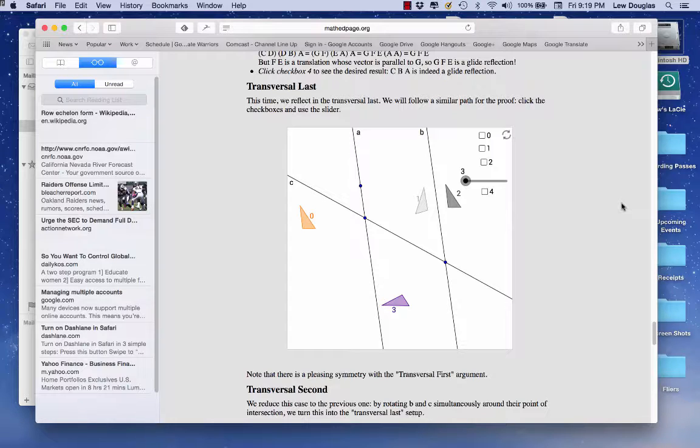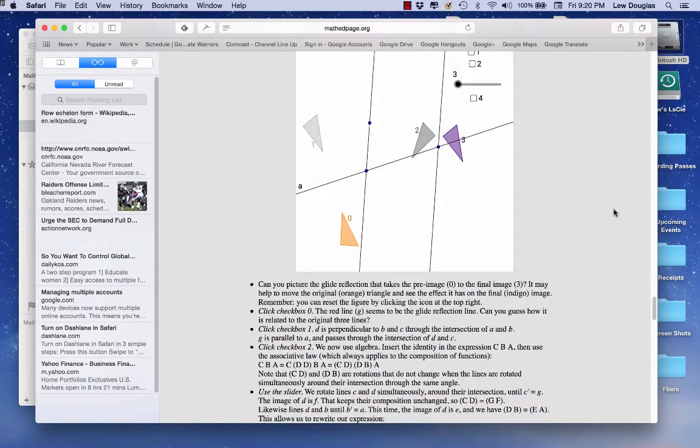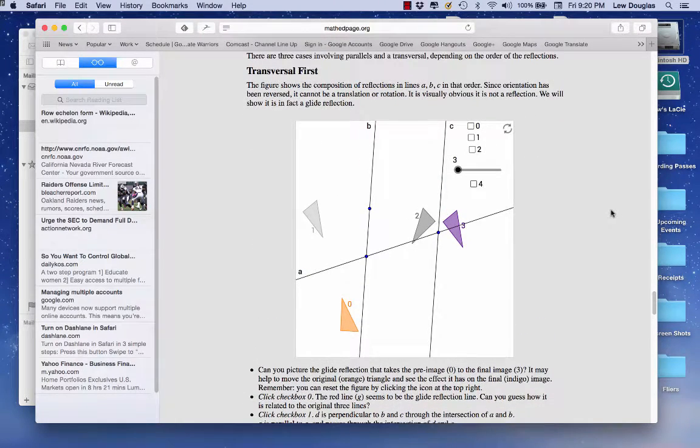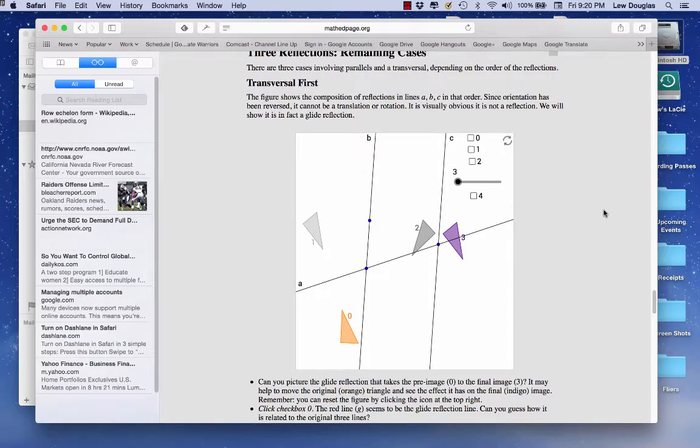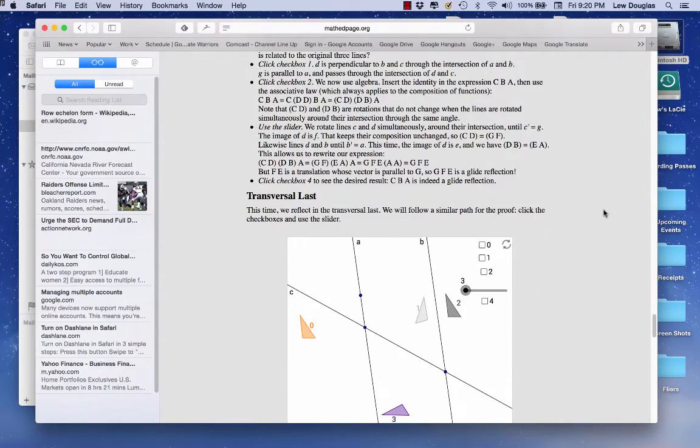Last time, in week 12, day one, we went through two reflections. It was one, two, or three reflections. We proved that every isometry is a composition of one, two, or three reflections. We went through one and two early on, and then last time we did this transversal, the case where two of the lines are parallel and one is a transversal. The first case was transversal first. This one's similar, so it serves as a good review.